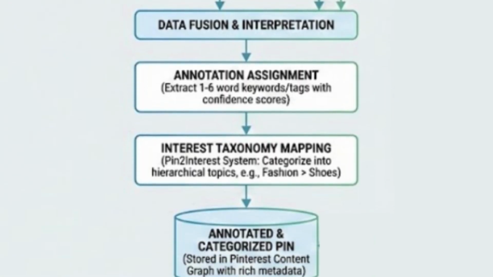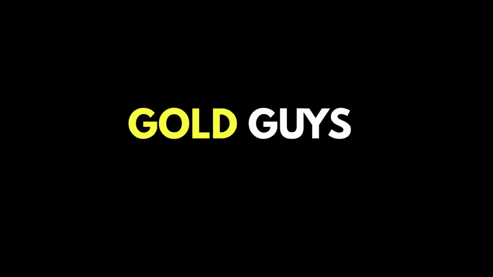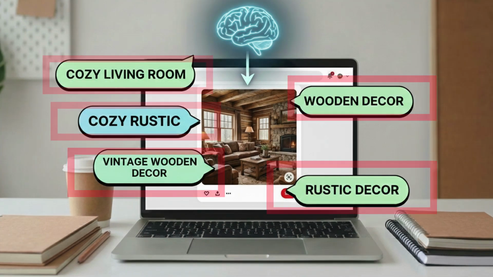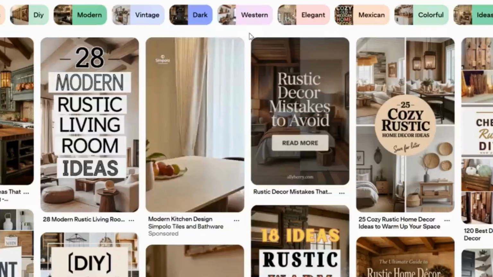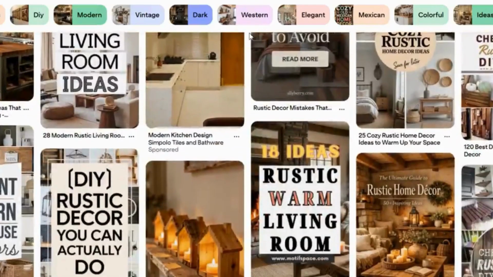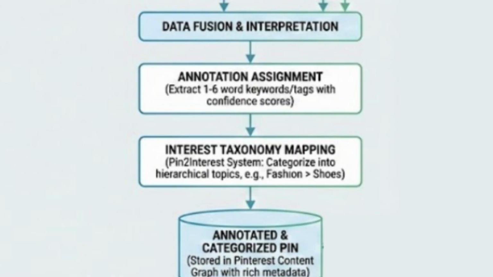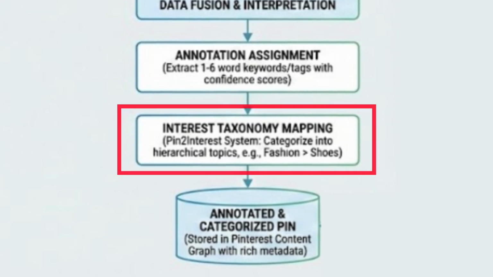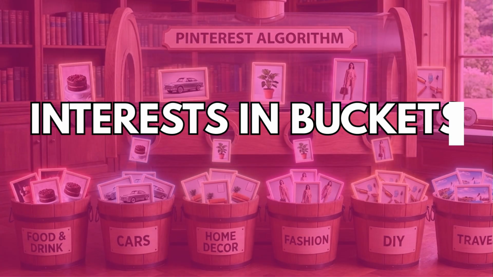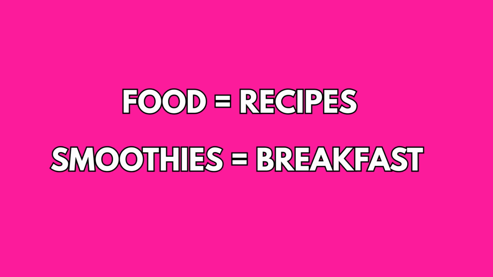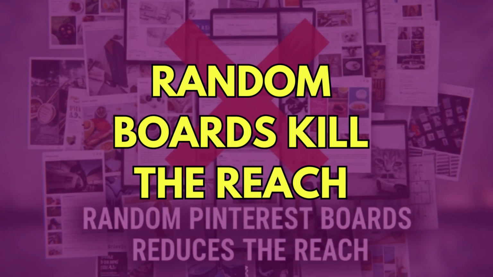Step 6 is annotation assignment. This is gold, guys. Pinterest assigns one to six word annotations, not long sentences, short, powerful phrases. These annotations have confidence scores internally. This is what decides search ranking, home feed exposure, and related pin suggestions. Step 7 is interest taxonomy mapping. Pinterest then places your pin into interest buckets. For example, food is related to recipes, smoothies are related to healthy breakfast. This is why random boards kill reach.